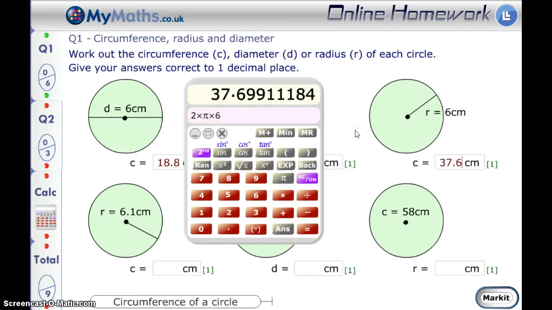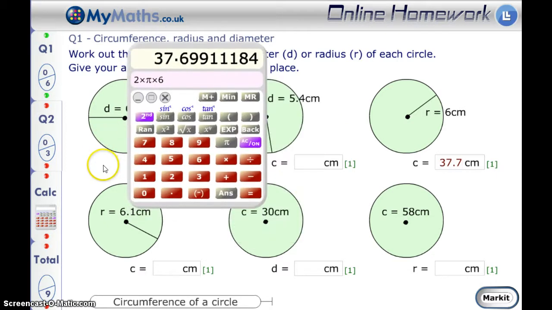37.6. The number after 6 is a 9, which means that it's getting a 5. I round up. 37.7 on this one here. Same problem with radius over here.